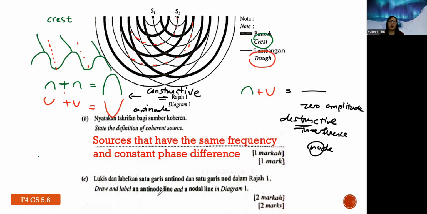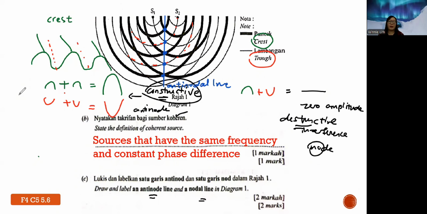They want you to label an antinodal line and a nodal line. So let's find the antinodal ones, constructive. I will use a big dot to mark the point. How do you get this big dot? You see crest and crest, where the darker lines intersect, or the lighter lines, which is trough and trough. This is crest and crest, trough and trough, crest and crest. So I join these points, and this line is called the antinodal line. The blue one is called the antinodal line.